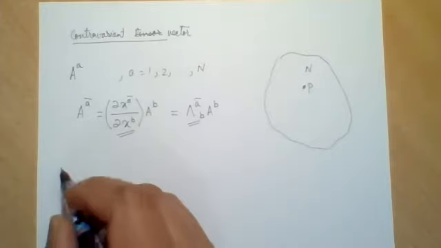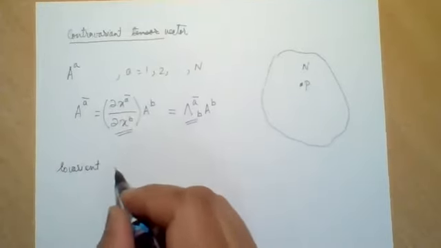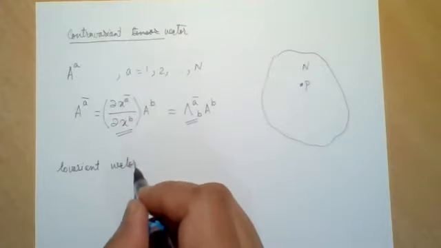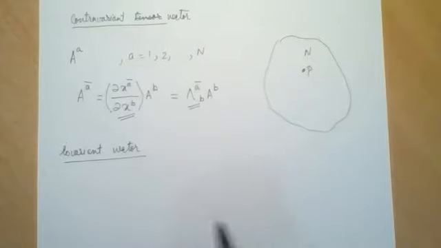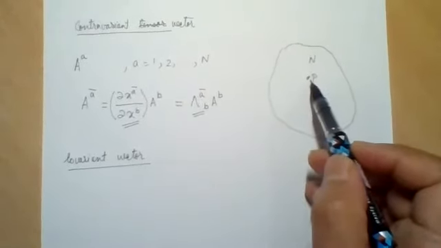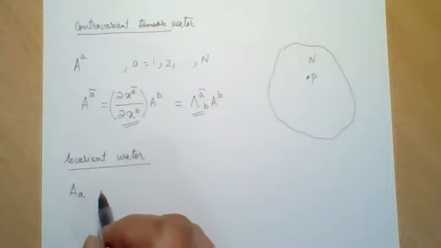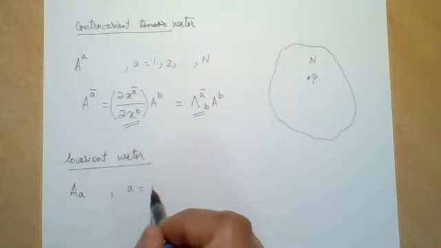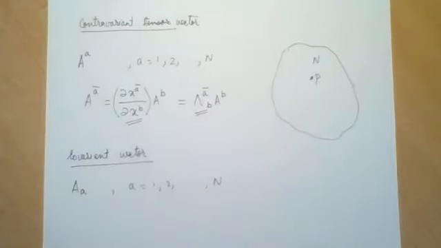Similarly, we define a covariant vector. At the point P on the manifold, I have an object, and this object has n number of components, A subscript a. Here also a can take values 1, 2, and so on till n. So n number of components.